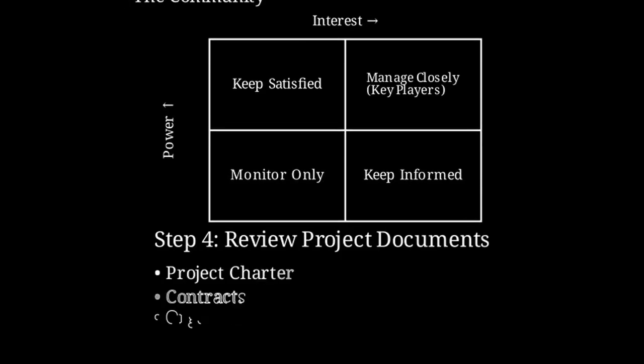Step 4 is to review project documents. These can reveal hidden stakeholders. Look at the project charter, contracts, and organization charts.